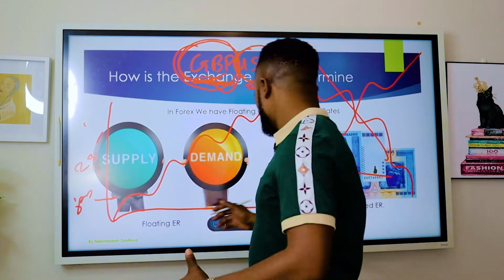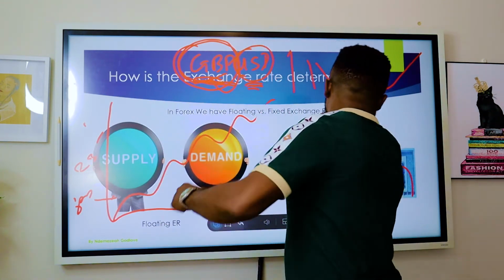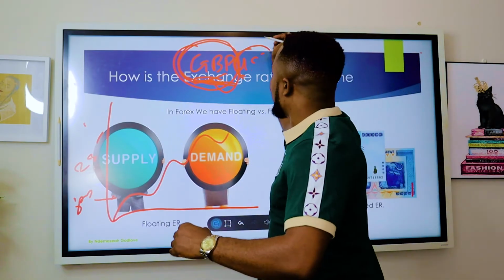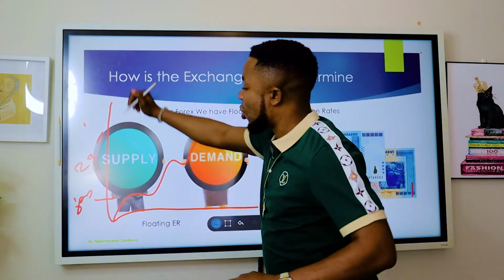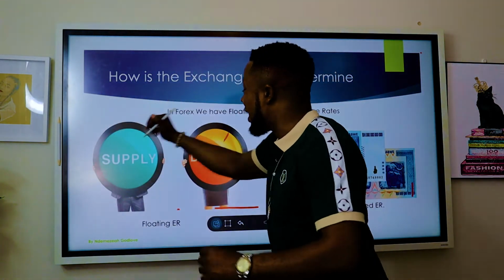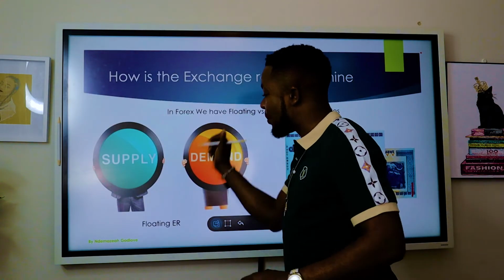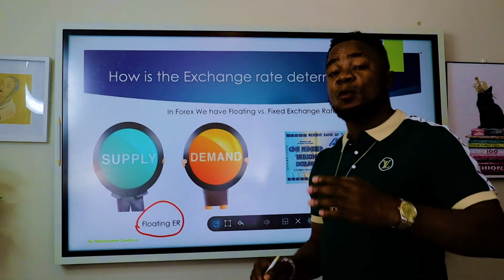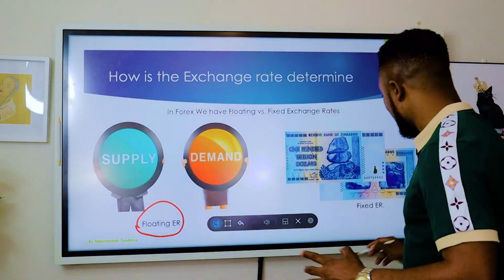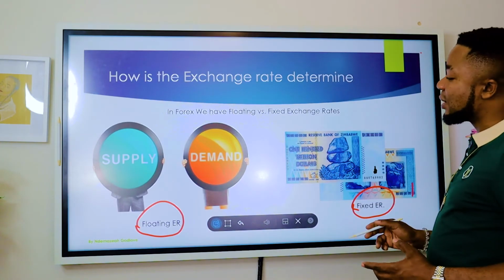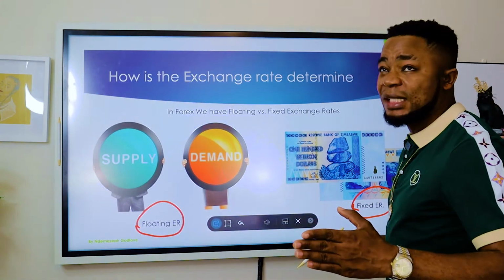And then you also have something they call the fix. Remember, the one which is determined by demand and supply is called the floating currency. The floating exchange rate is determined by the power of demand and supply. That one is floating. Then you also have what we call the fixed exchange rate. Under the fixed exchange rate, you can see we have this particular currency here.